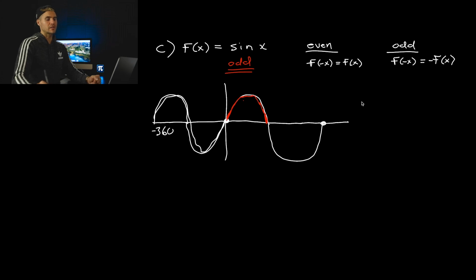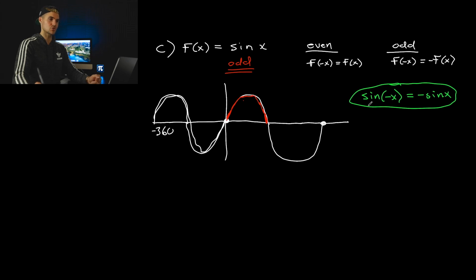Now, to do it algebraically, you just have to know there's an identity, if you remember trig identities from grade 11, where sine of negative x is equal to negative sine x. That's basically an identity that you have to know in order to show it algebraically.